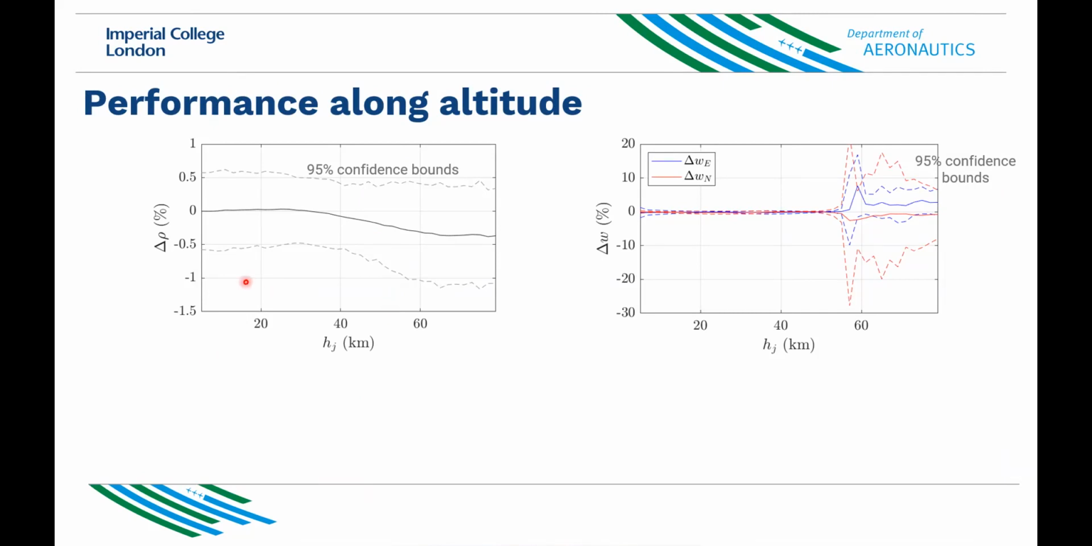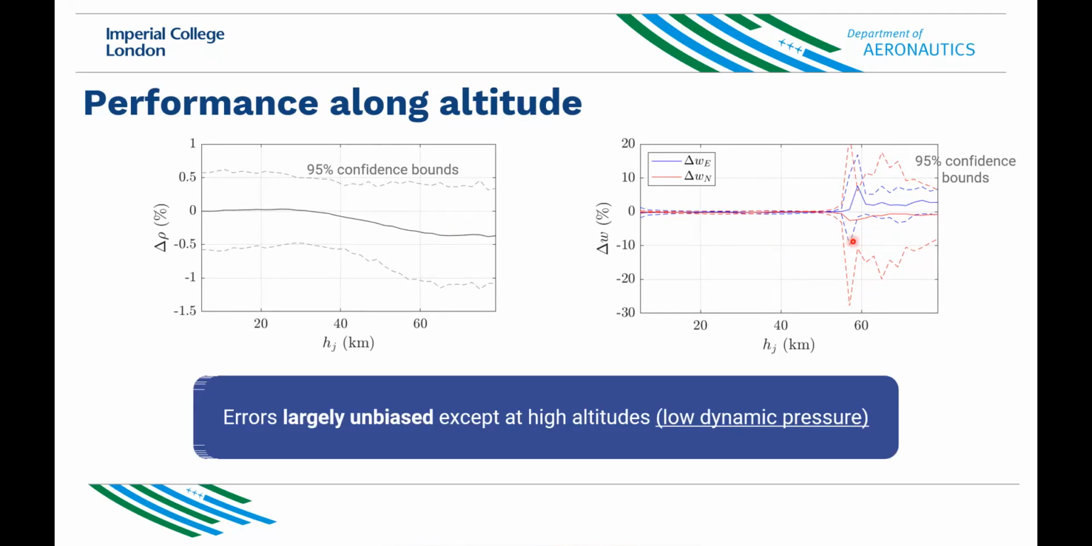If we look at what happens as a function of altitude, things get a little bit more interesting. While the density error stays pretty low along the entire altitude range, we see that the error in the reconstructed winds explodes after about 55 kilometers altitude. The reason is that at those altitudes, there's really not enough dynamic pressure because of the low density. This means that different samples in the data set give the same measurements in that altitude range, and therefore the network is not able to discern between different wind profiles among the samples.